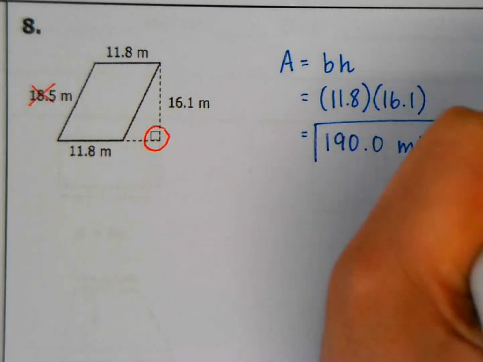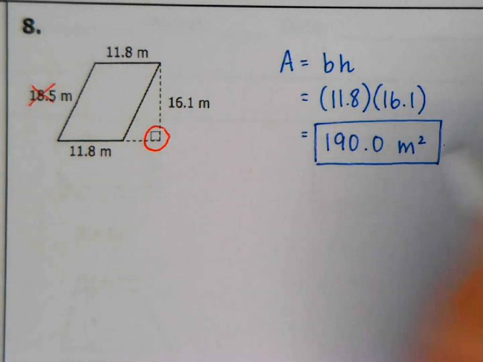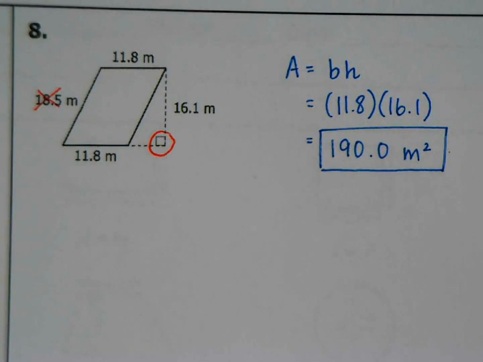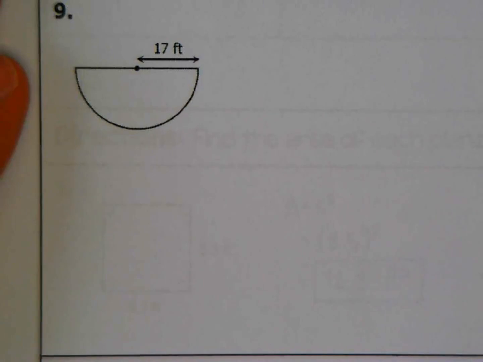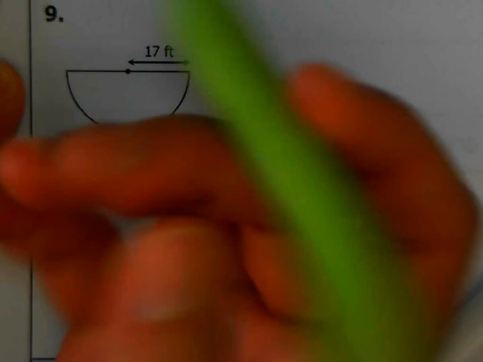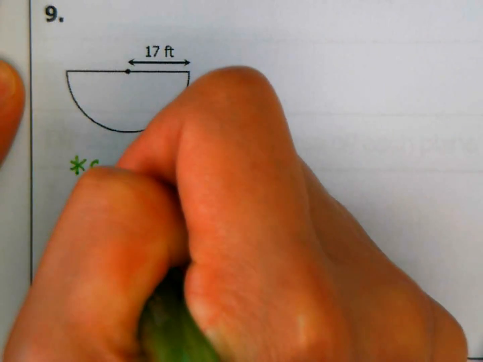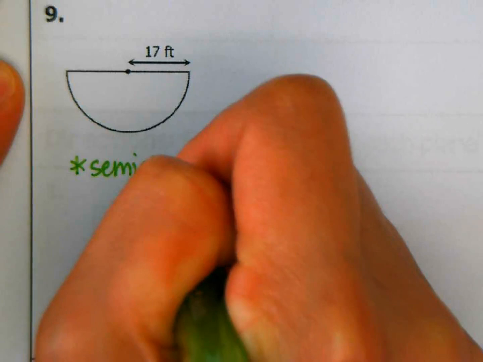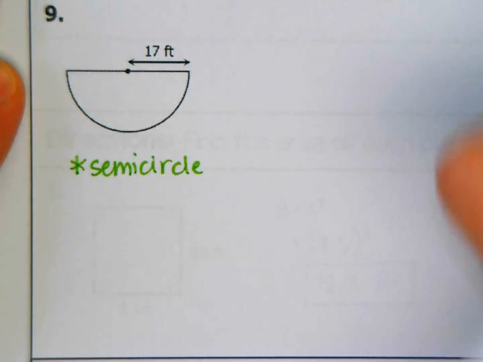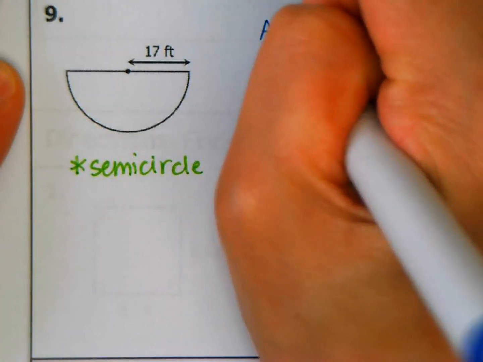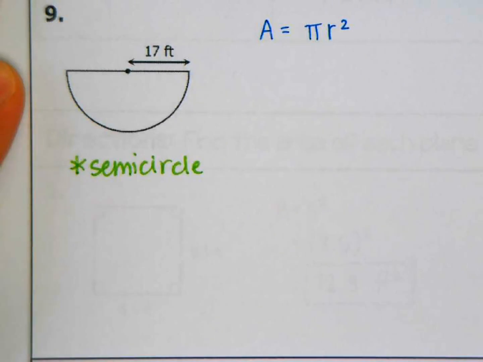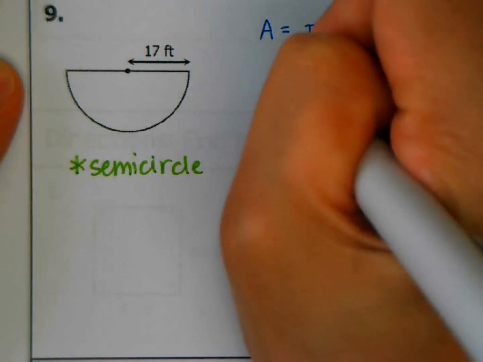Okay, all right. You guys, what's number 9 called? What's this shape called again? Okay, so here's what I like to do. A circle is pi r squared, right? So I'm just going to do pi r squared. Pi 17 squared.